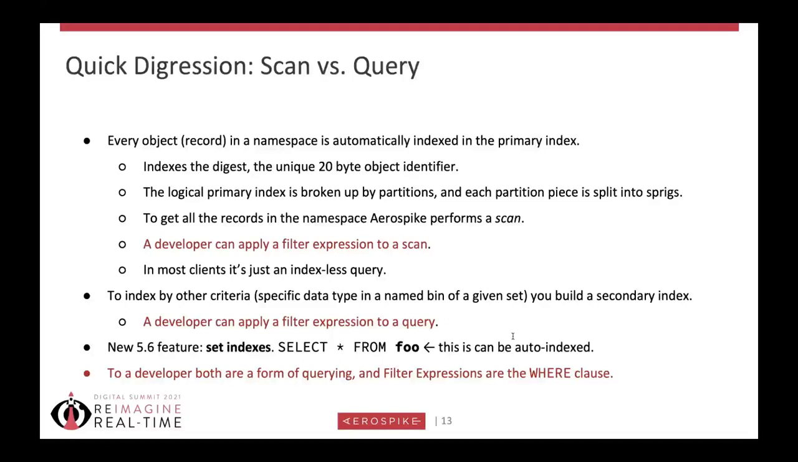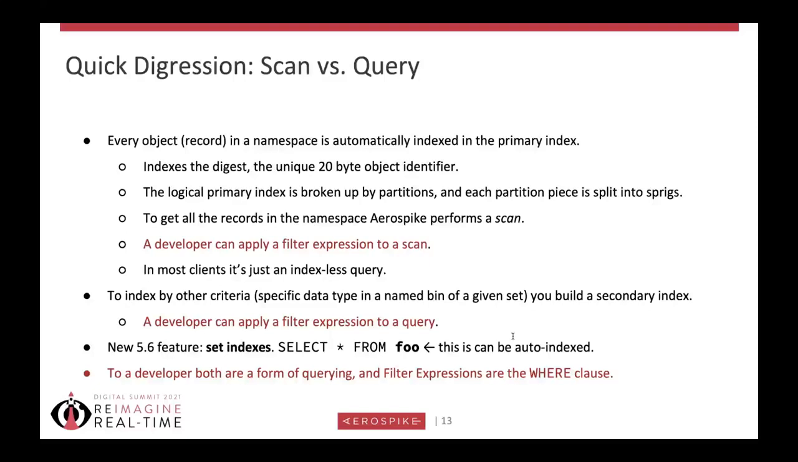Here we're going to automatically index the association between the record and the set, which means as long as you're not using one giant set that covers the entire namespace, you should see big performance improvements on finding all the records in a set that happens to be sitting in a large namespace.